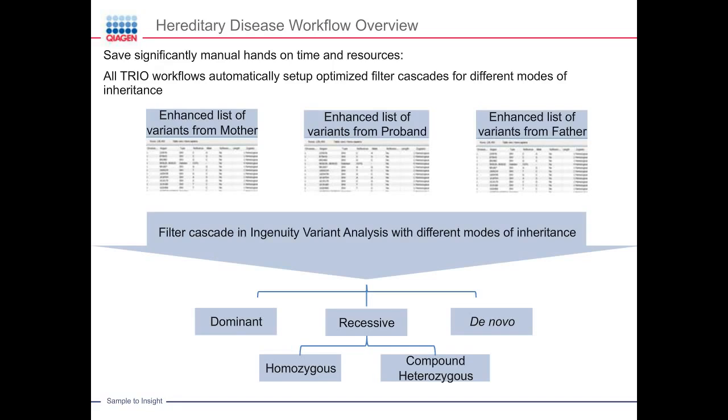The workflow is able to test all four inheritance modes at once. So you get a list of dominantly inherited variants, homozygote variants, compound het variants, and de novo variants.